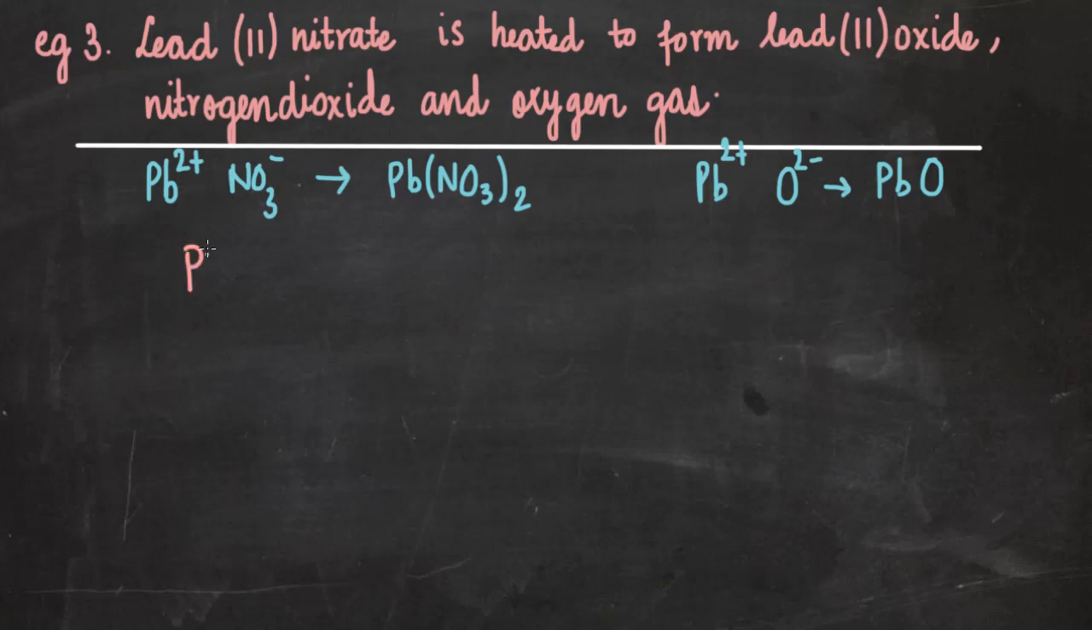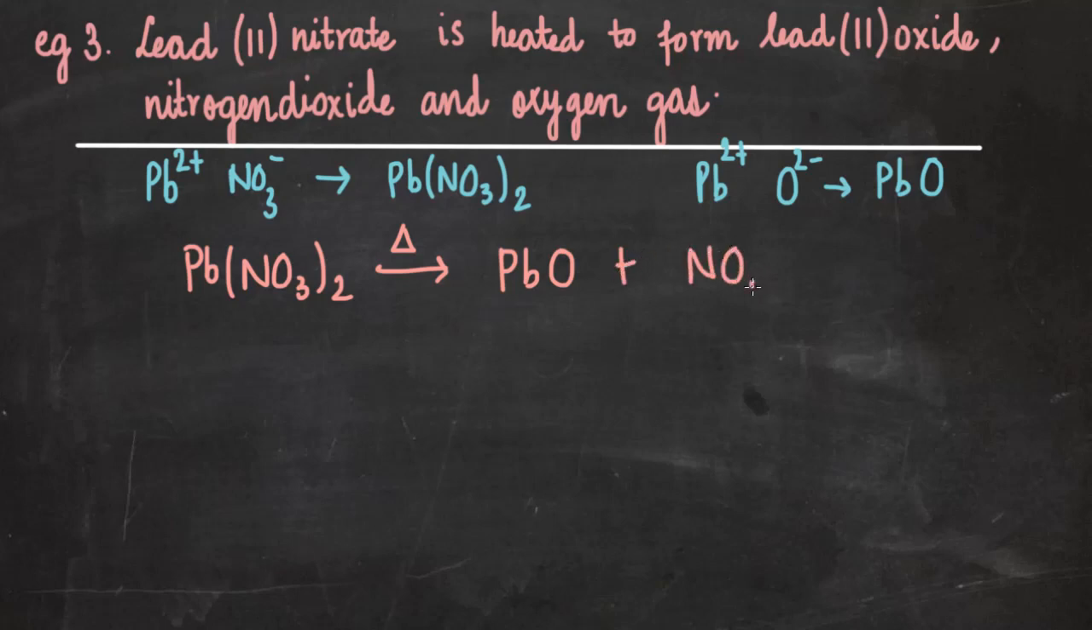So the reaction would look something like this. We take some lead nitrate, Pb(NO3)2, and we are heating it to form lead oxide plus nitrogen dioxide. So again NO2, because di means 2, and we are getting oxygen gas. I would suggest that you again look at this equation carefully because it's a frequent exam question.